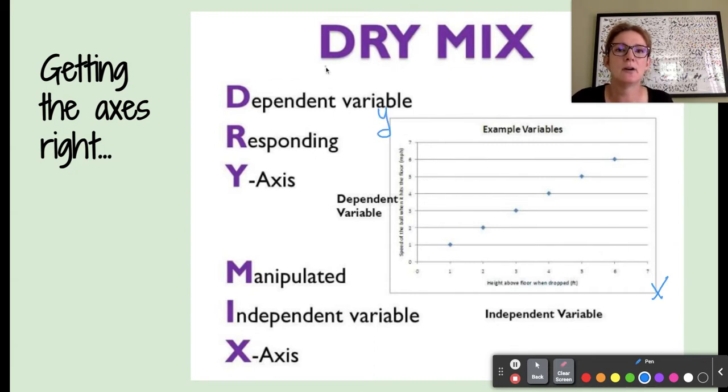So I like memory tricks, and DRY MIX is a mnemonic that you can use. So when you spell out DRY MIX, DRY, D for dependent variable, or the responding variable, that goes on the y-axis. So DRY is dependent, whereas on the x-axis, X for MIX, is what you have manipulated or changed in your experiment. And what I often think of is independent is what I have changed in an experiment. So that is the overview of getting the axes correct.